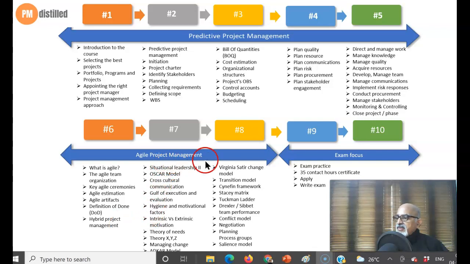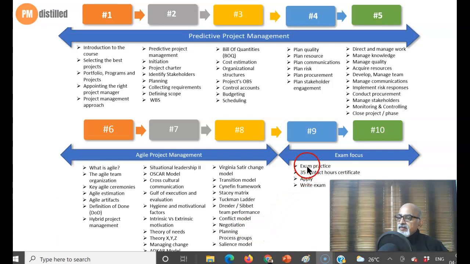Then in iterations 7 and 8, we discuss the various models like situational leadership, OSCAR model, cross-cultural communication, Gulf of execution, evaluation, hygiene and motivational factors. So these models cut across the project management approaches, because these can be applied both in predictive project management as well as agile and hybrid project management.